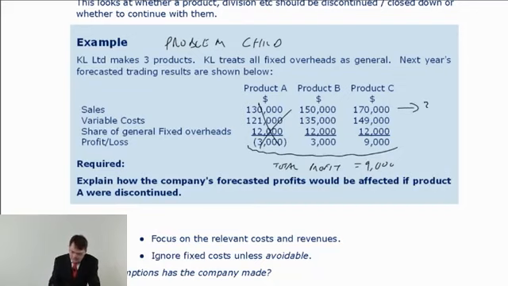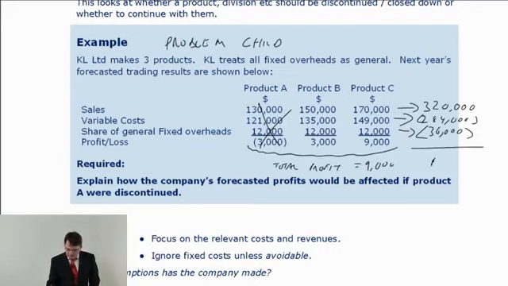Let's see what's left. Revenue, $320,000. Variable costs, that's $284,000. Fixed overheads, remember, just because you've closed down product A, you've still got to pay the fixed overheads. If that's the factory, closing product A does not reduce the amount of overhead. So that's still going to be $36,000. You've got total costs of $320,000, you've got revenue of $320,000, you make no profit.